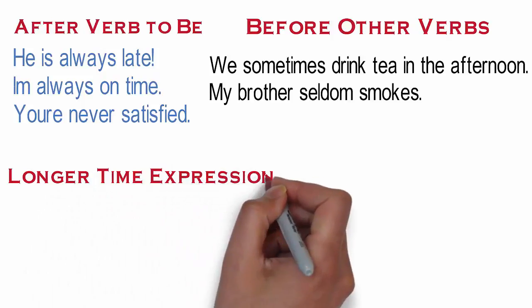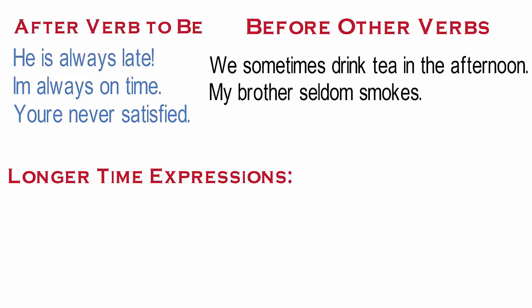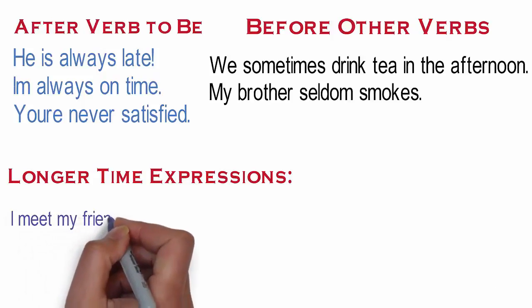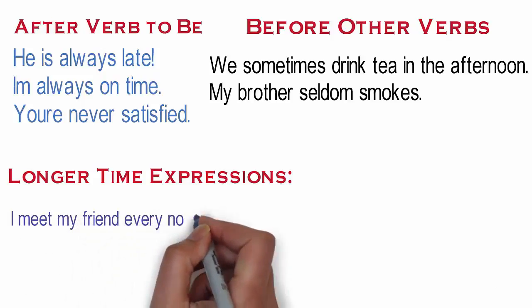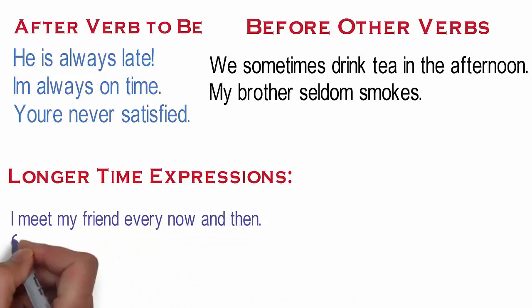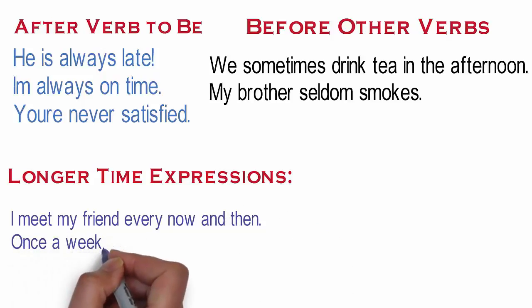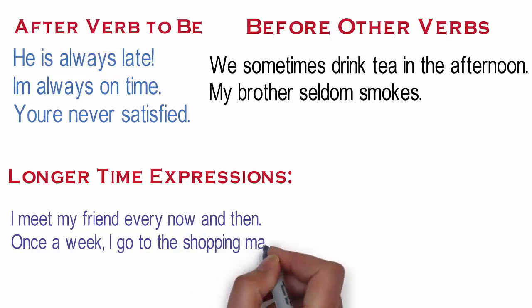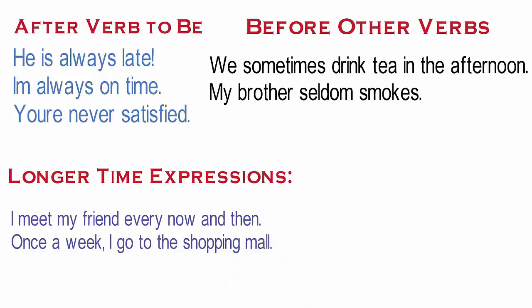Okay, good. Okay, what about long time expressions? We can use them in two places, at the end of the sentence or at the beginning of the sentence. For example, I meet my friend every now and then. So we write every now and then at the end of the sentence. Once a week, I go to the shopping mall. So once a week is at the beginning of the sentence. That's it. Now you know everything about the present simple tense.